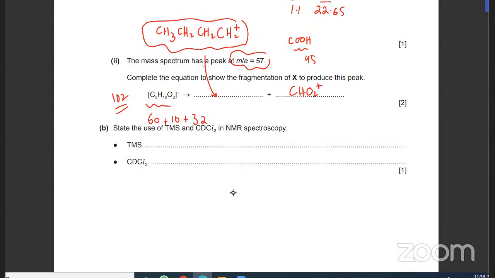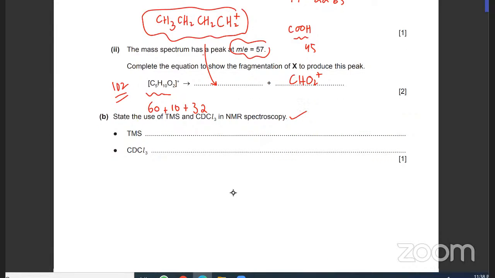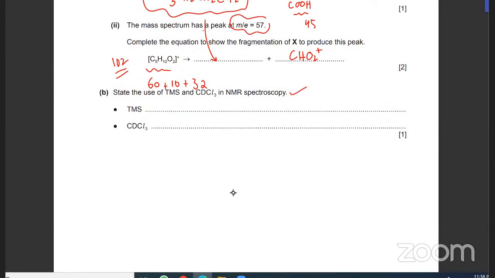Now, this one, they're not going to ask you for any further explanation. It's just a one-line statement that you have to remember about TMS and also about CDCl3. First thing, TMS is used as a reference. Now the reason you need a reference is that you've got all sorts of hydrogen protons and they're all resonating at different frequencies.